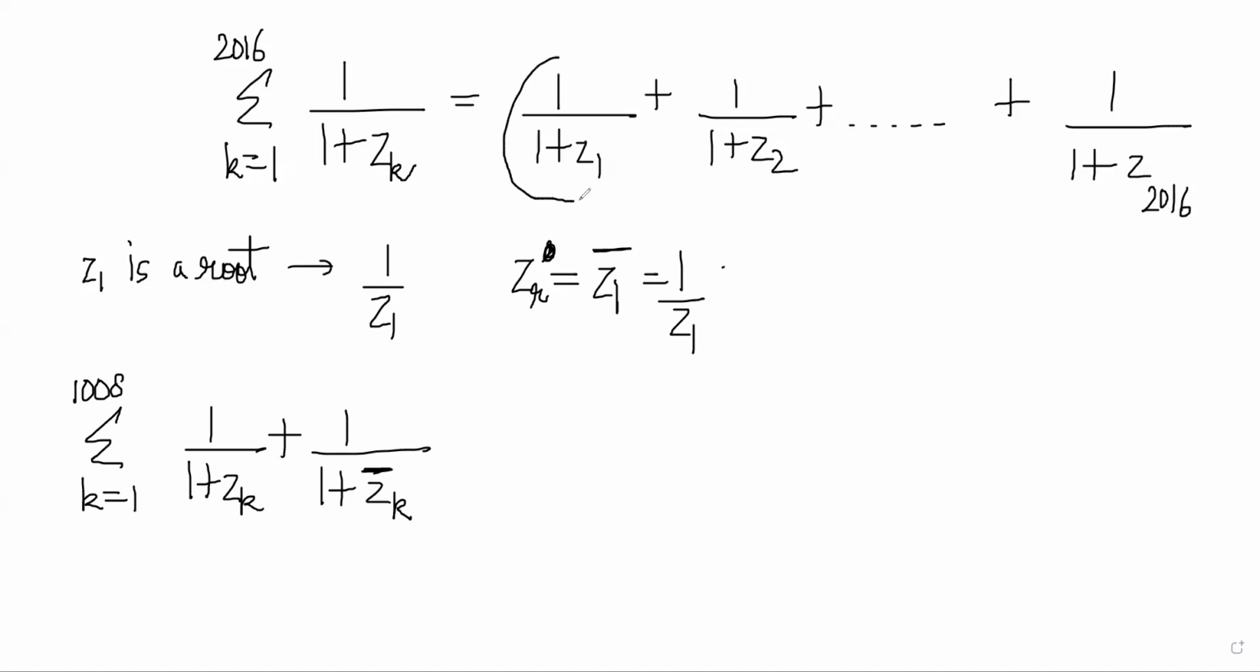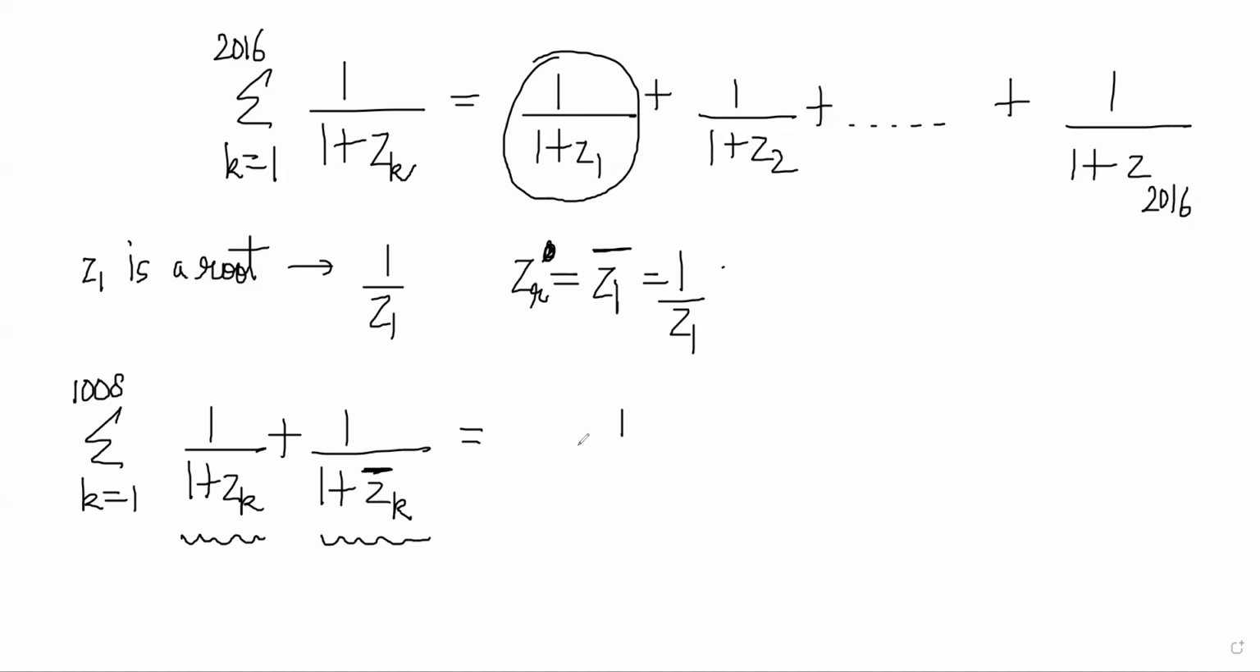And grouping one term like this and one term with the conjugate of z1, right? Because I'm guaranteed that since there are an even number of complex roots, they are all going to be conjugates of each other and will come in pairs. So I'm going to not do the summation from 1 to 2016, rather I will do it from 1 to 1008 using this 1 by 1 plus zk and 1 by 1 plus zk conjugate.